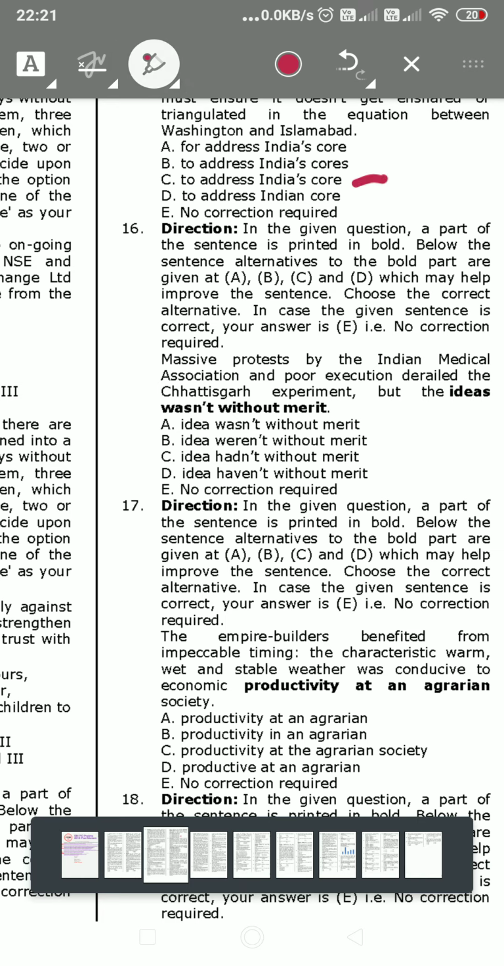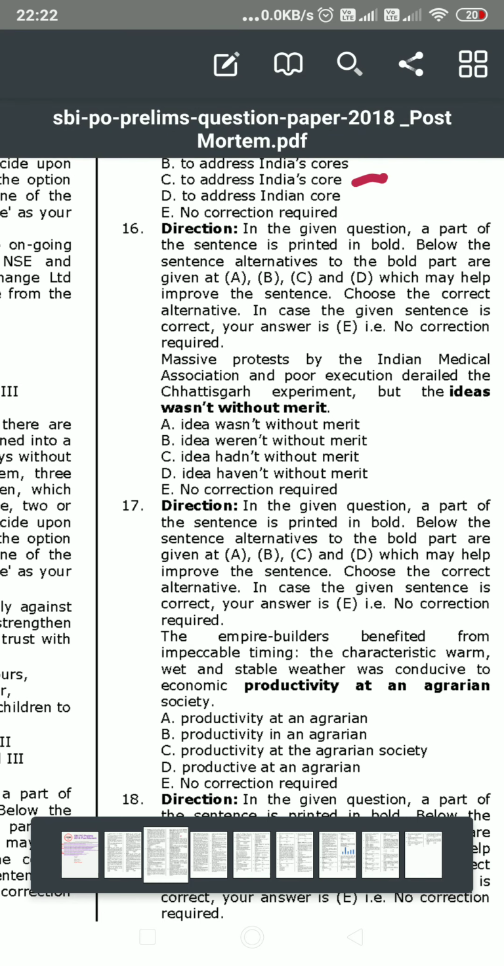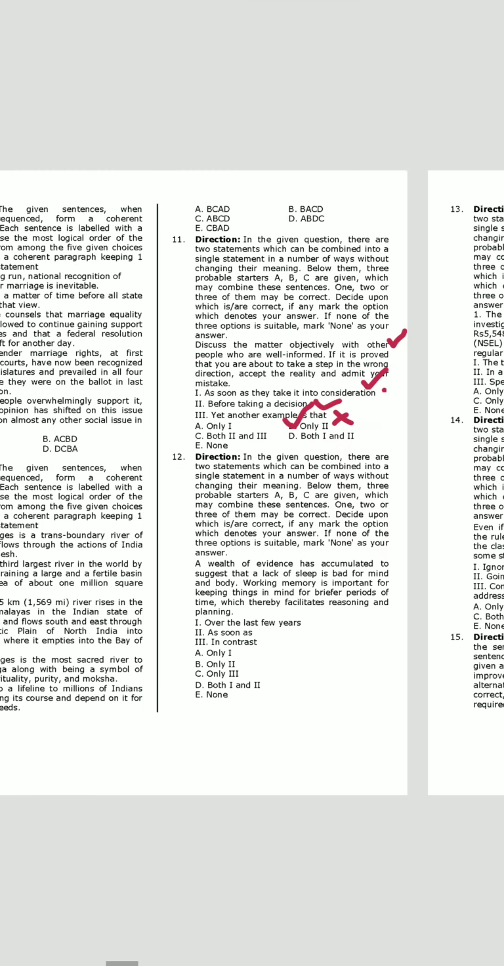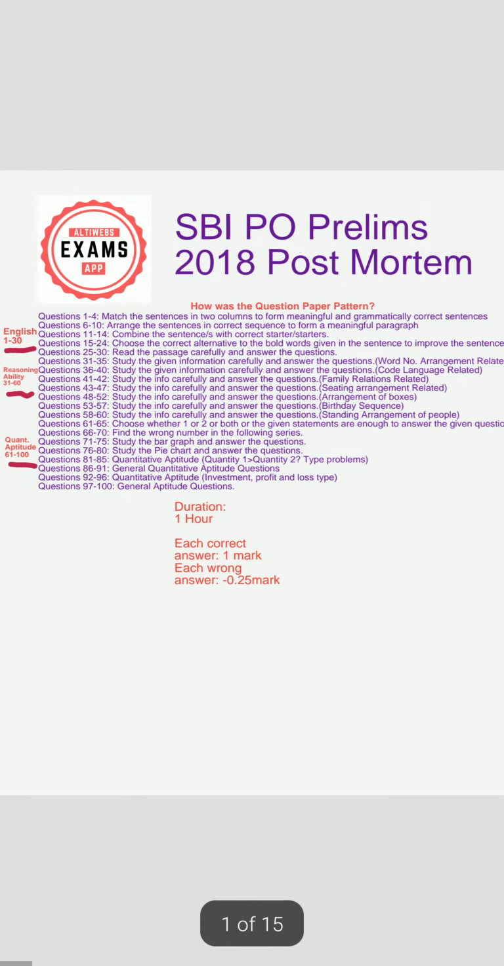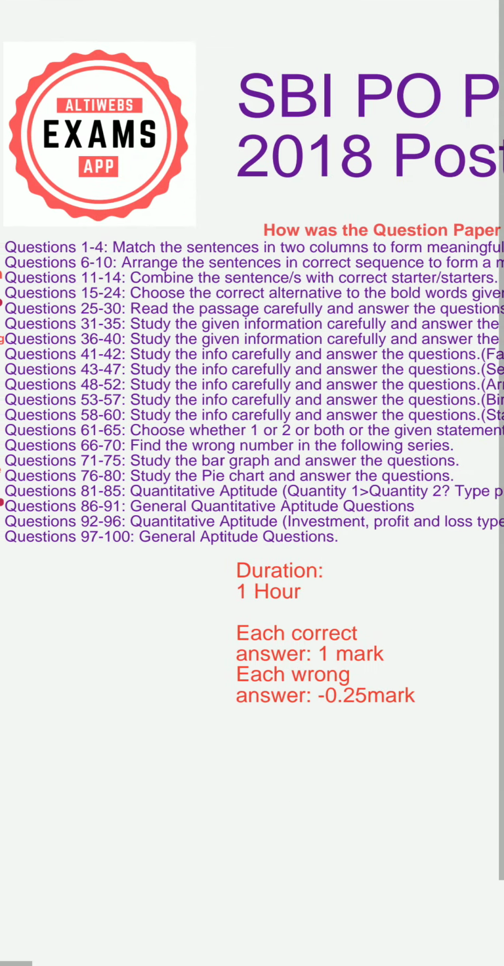Okay, so it's very simple. We have to see if there is any better sentence or what is the best alternative to replace the words in the bold. Okay, and it's very important. There are almost 10 questions based on this. So I hope 15 to 24 is also clear.